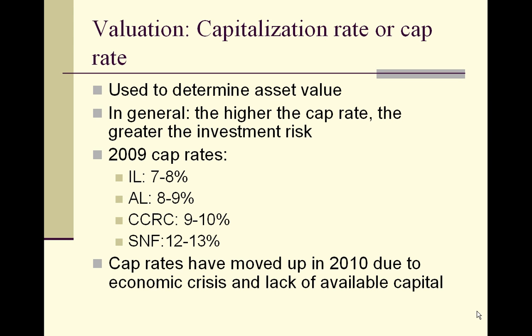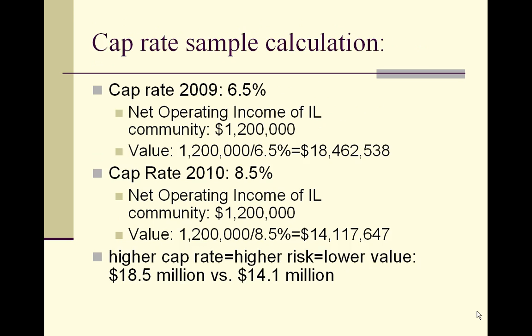In addition to the financial indicators, there's also the valuation of assets of senior living communities, and I wanted to speak to that a little bit because it was mentioned in the textbook, excuse me. The higher the capitalization rate is, the greater the investment risk is, and as you can see here in the summary, various senior living communities have different cap rates. As the levels of care and the intensity of care increases, so do cap rates as well. And cap rates have moved up in 2010 just due to the economic crisis and the lack of available capital.